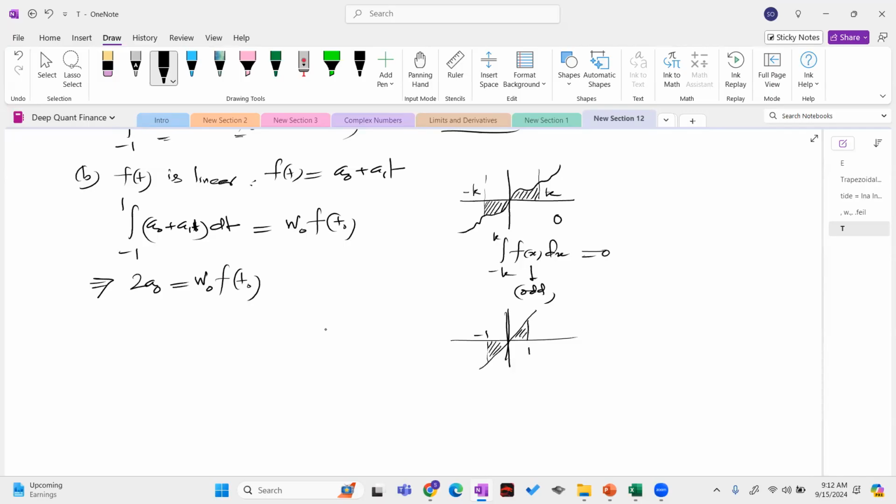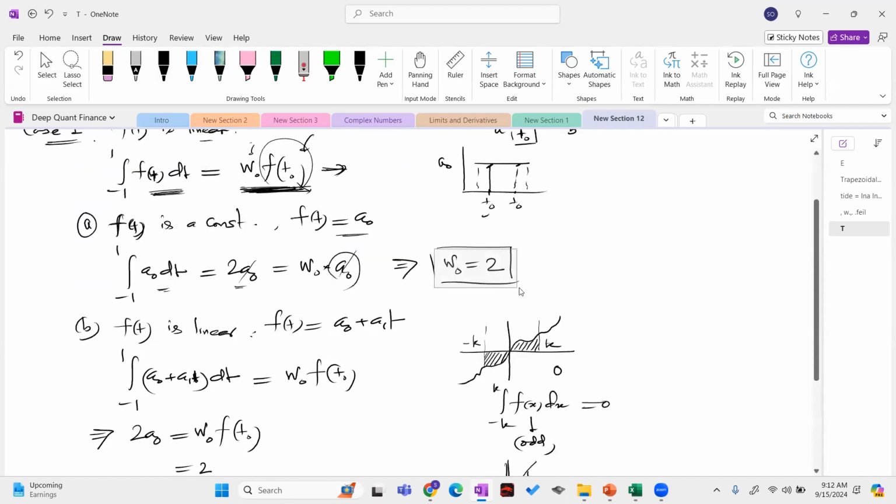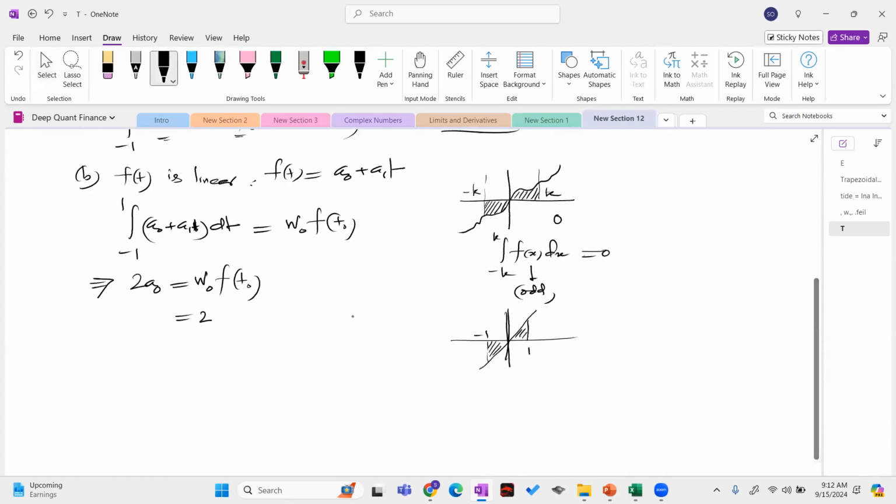So from here, what do we get? What is f of t0? W0 is 2, we know, we already solved it before. For the constant case, W0 must be 2. The same thing we are carrying forward. F of t0 in the linear case is a0 plus a1 t0. You can clearly see 2a0 gets cancelled. T0 is equal to 0. Only then this will be satisfied. So we finally found that W0 must be 2 and T0 must be 0.